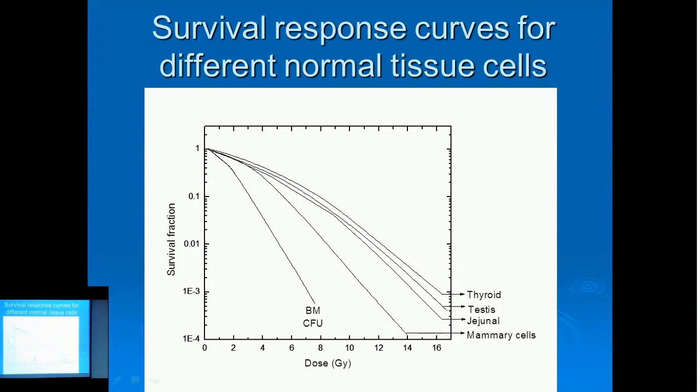Here I have just shown the differences in normal tissue response. This is only a typical example: the cell survival curves for a few cell lines, just to show that normal tissues can differ very much in their sensitivity, and so is the case with tumor cells. We always use a generic response, but the cell sensitivity can vary enormously, because some are very sensitive, like the bone marrow cells, and some are a little more resistant.